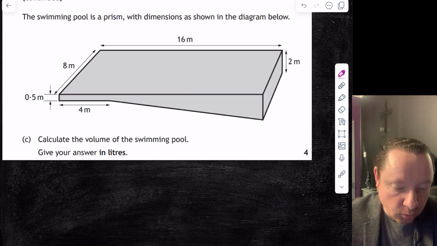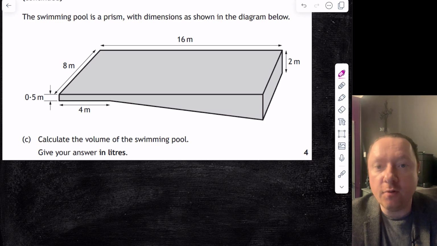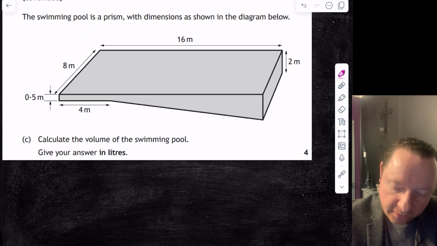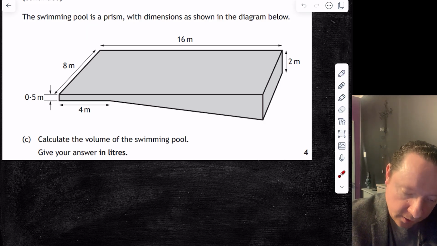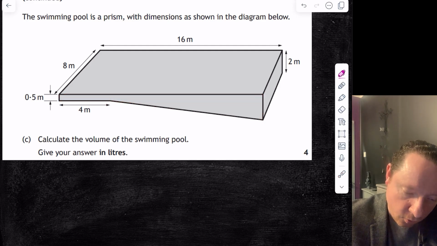So 11 continues. The swimming pool is a prism with dimensions shown. Calculate the volume of the pool in litres. So if I want to know the volume of the pool, there's 2 ways I could do this. I could split it up into 2 shapes in volume and calculate the volume separately, but I think it's easy to just do it by area. So if I draw a line from here all the way along to here, I'll have a rectangle, and then I'll have a little triangle.